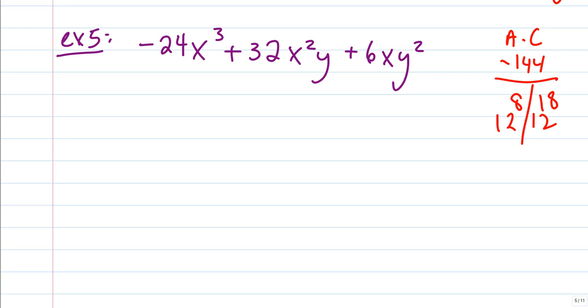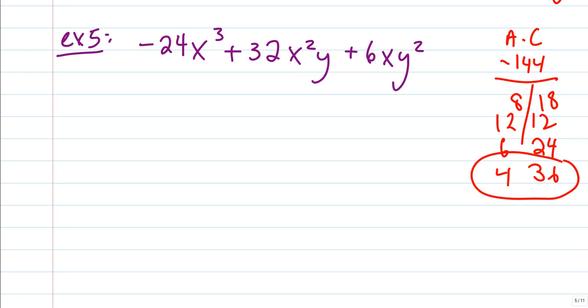6 and 24. That's close. 4 and 36. There's my 32. Okay? No, I'm not going to keep doing this. You feel free to do that if you'd like. There's an easier way. I hope you noticed it.